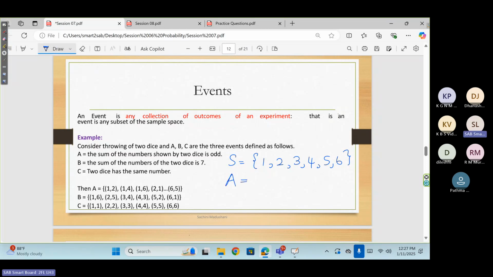Normally, an event is denoted by capital English letters. Then we say event A is getting an even number. What are the outcomes? Getting an even number: 2, 4, 6. It is a collection of the outcomes, so this is the event. Understood? Getting an odd number, getting a prime number, getting a number less than 4, which means 1, 2, 3. Any collection of the outcomes we call an event. Is it clear?